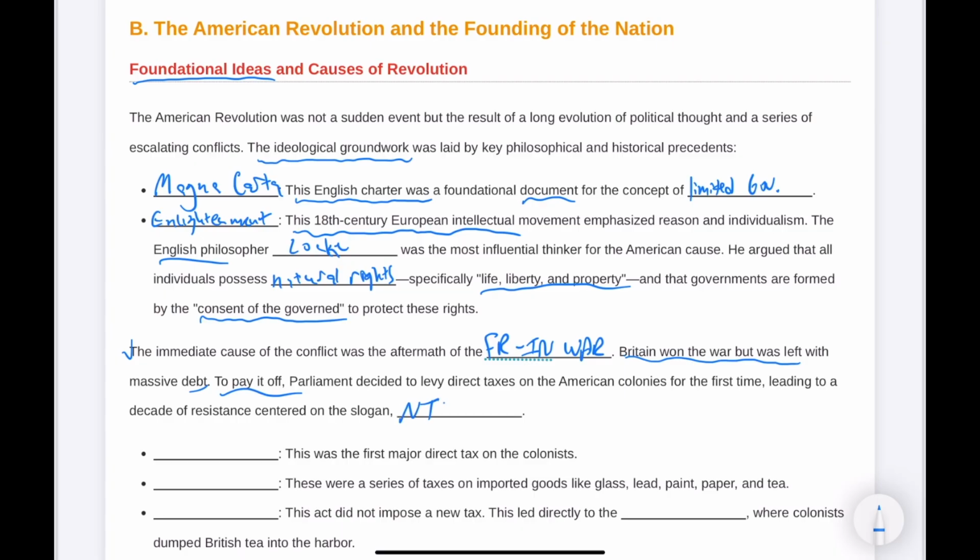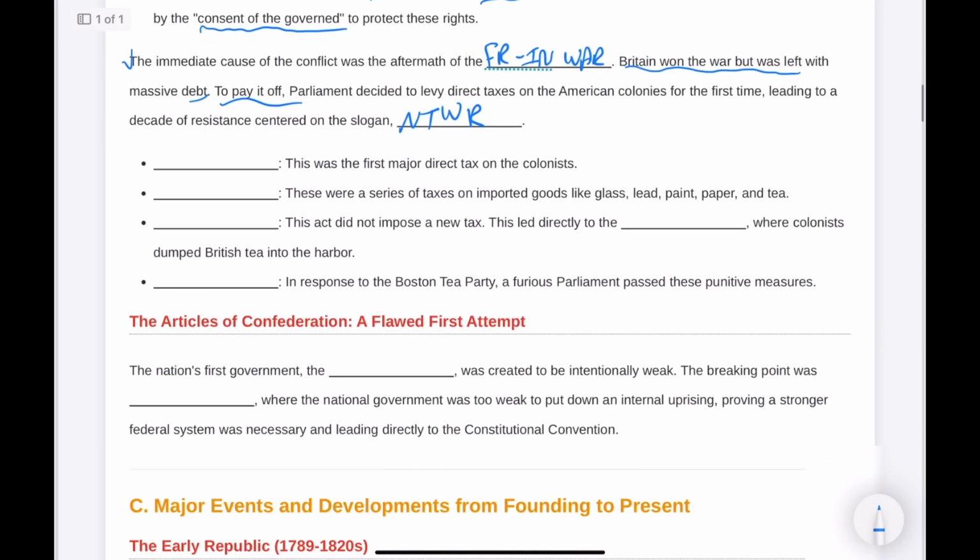No taxation without representation. All right, let's go ahead. We have some blanks to fill. This was the first major direct tax on the colonists. That was the Stamp Act. Remember, that was in 1765. Next up, these were a series of taxes on imported goods. That was the Townshend Acts.